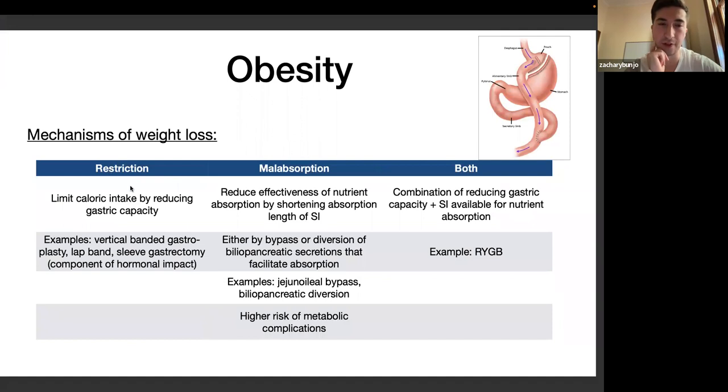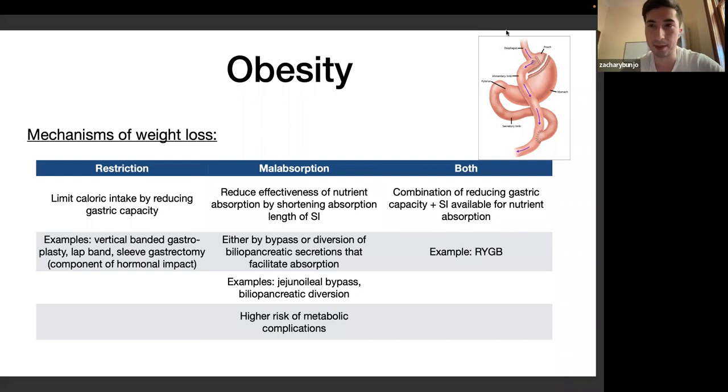So in terms of restrictive operations, your classic example here is sleeve gastrectomy, and that primarily works by reducing the size and capacity of the stomach and thereby limiting intake. Lap bands have really fallen out of favor. You might, from your time in the hospital, come across a number of patients with these, but they're being offered less and less these days.